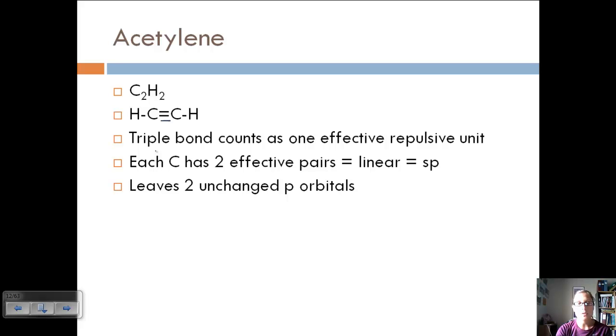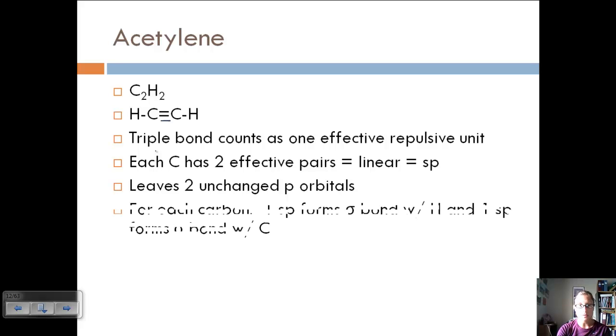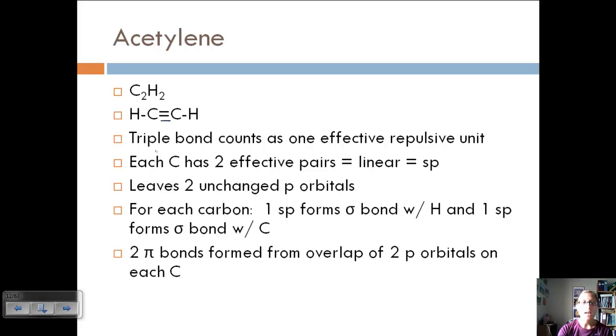And so this leaves those 2 unchanged p orbitals, and so those are going to combine into our pi bonds for the triple bond. So for each carbon, we have one sp forms a sigma bond with the hydrogen, and then one sp forms the sigma bond with the other carbon, because we have 2 carbons bonded together. And then the 2 pi bonds are formed from the overlap of the 2 p orbitals on each carbon atom.